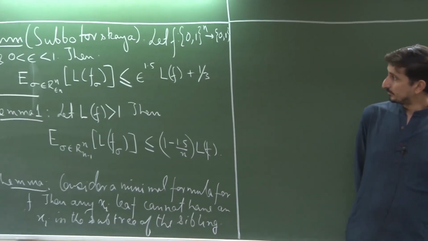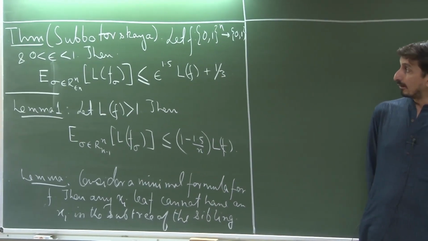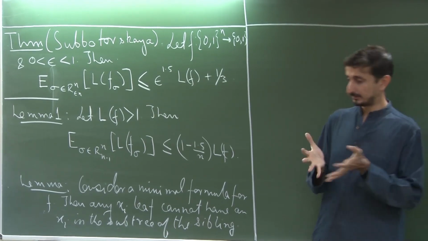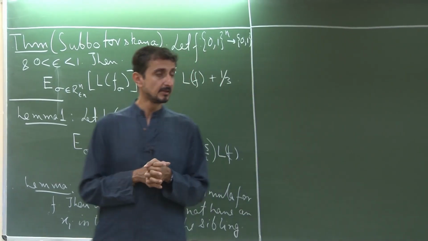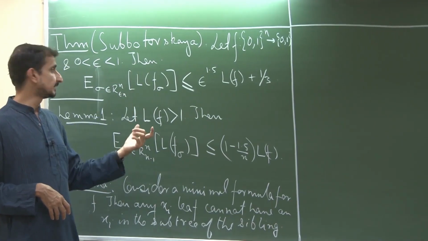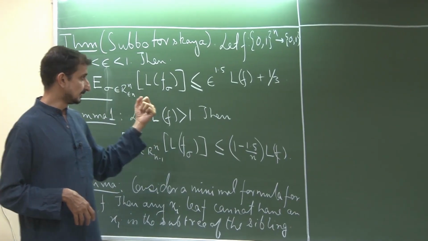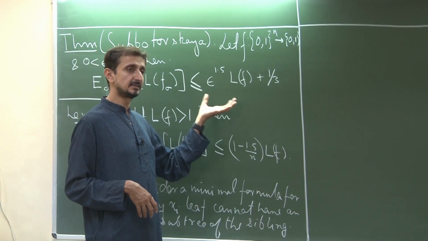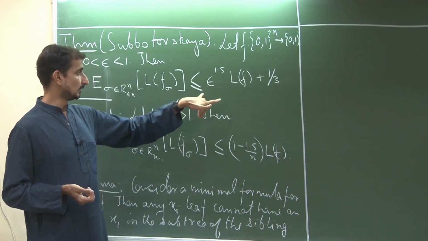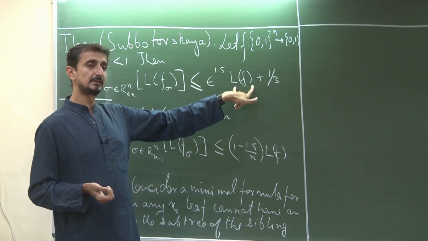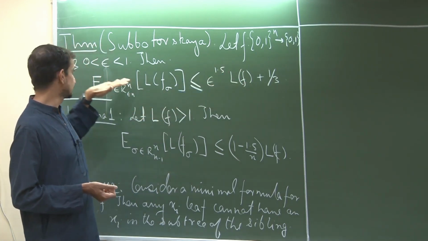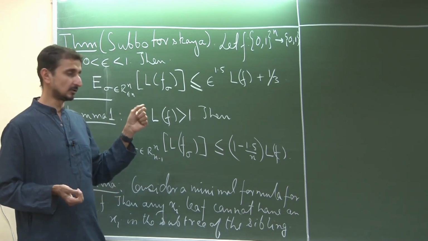So last class we were discussing how to prove Subbotovskaya's theorem. Essentially what the theorem states is that if we have a Boolean function, and we want to consider the minimal formula size of that function, then we can give a lower bound on the formula size of the function based on a restriction. Let epsilon be some constant.